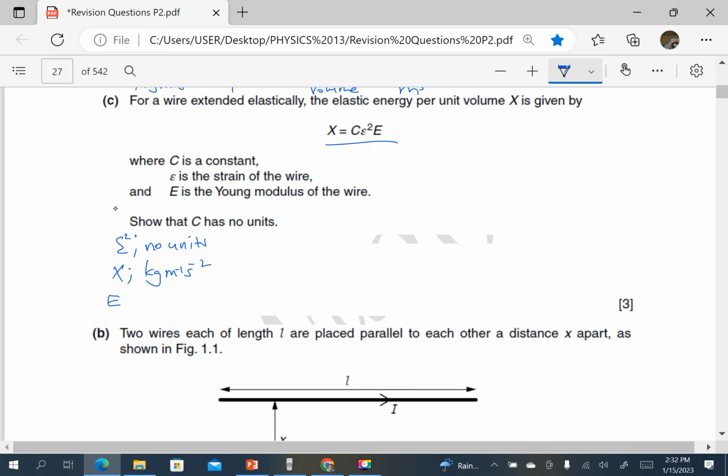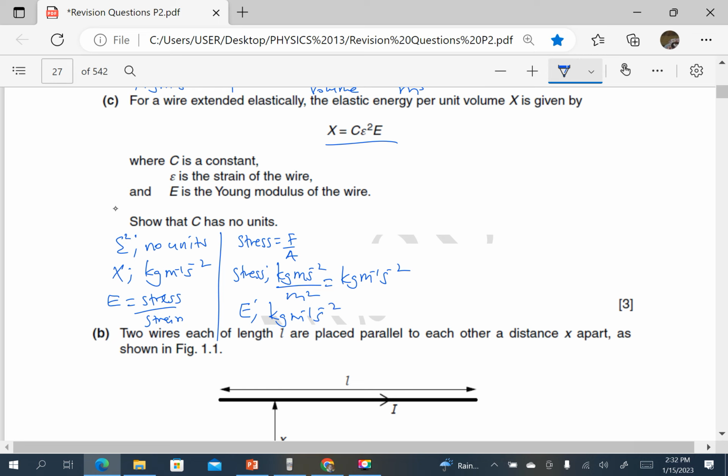Then Young modulus is equal to stress over strain. Since strain has no units, we know that stress is force over area. So the units of stress are kilogram meters per second squared over meters squared. The units are kilogram per meter per second squared for stress. The units for Young modulus are kilogram per meter per second squared since strain has no units.